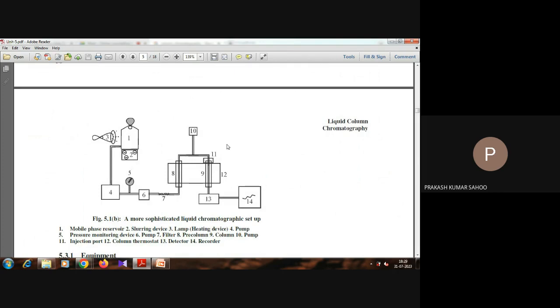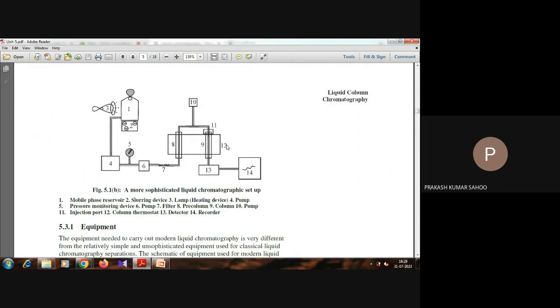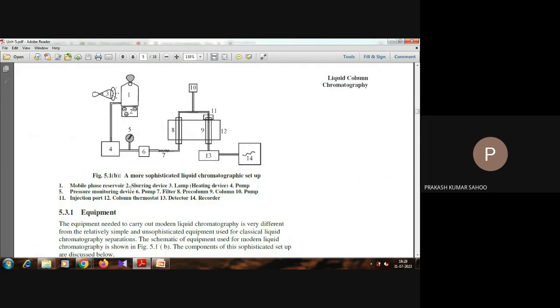Then we have a mobile phase reservoir and slurry device. Slurry device means the sample is converted to a slurry using the solid phase that we have taken. That may be your silica gel or alumina. So number one is the mobile phase reservoir. Number two is the slurry device. Number three is the lamp or heating device, which is generally not needed. Number four is your pumping. Number five is your pressure monitoring device.